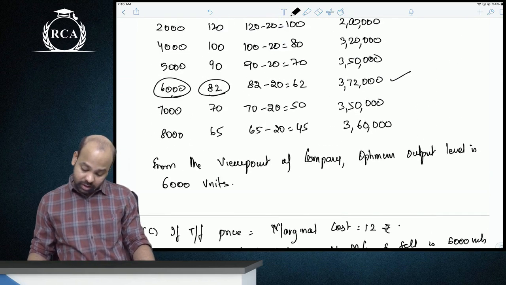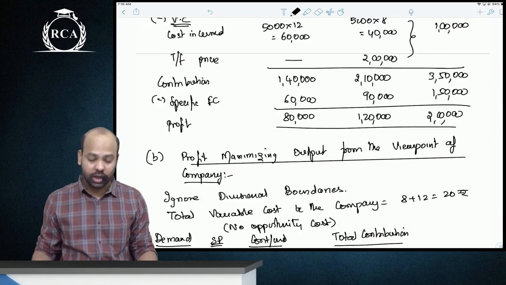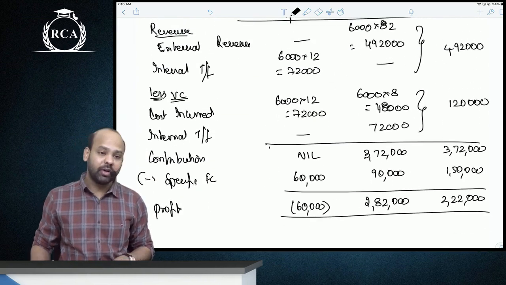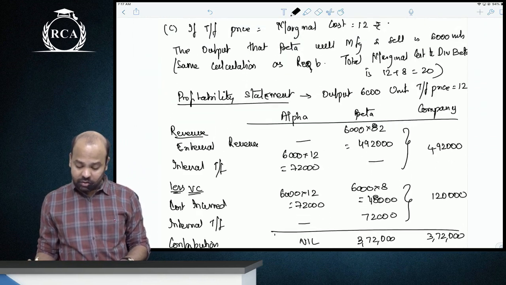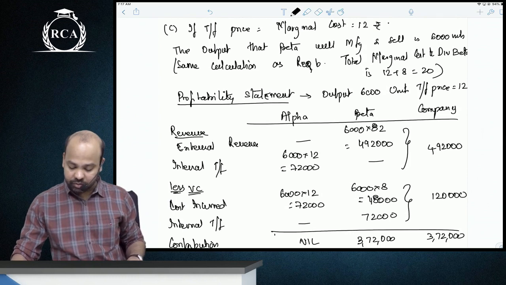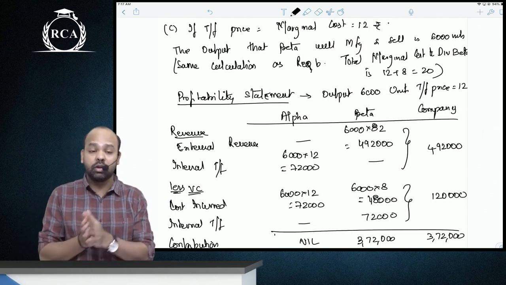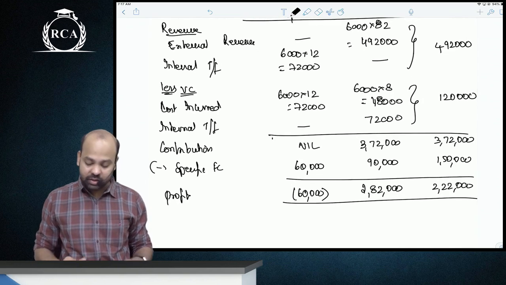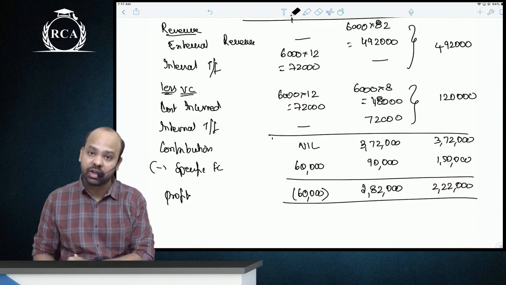You see, guys, earlier the overall profit of the company was 2 lakh rupees, but now if they're operating at a volume of 6,000 units, overall profit of the company will be 2,22,000. But let us not forget that division alpha will not be comfortable with this. Division alpha's performance is being measured on the basis of return on investment, and this loss of 60,000 would impact the performance of division alpha.